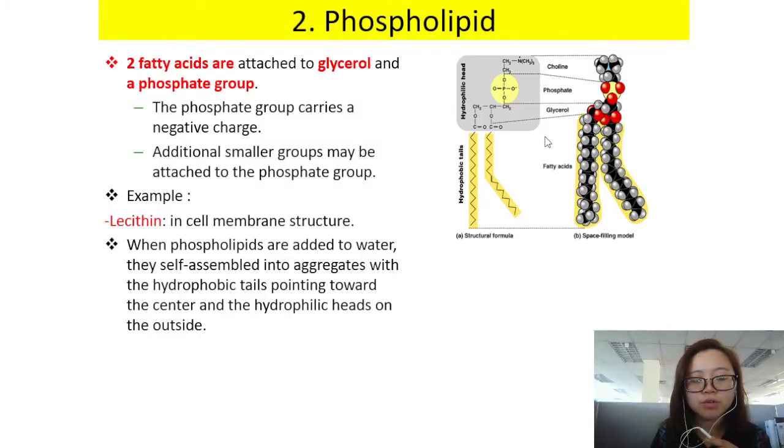Phosphate group will carry a negative charge. That means additional smaller groups may be attached to the phosphate group.